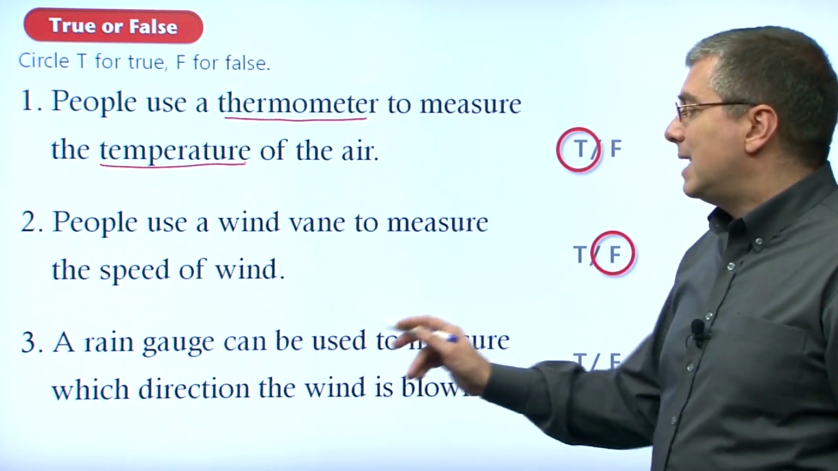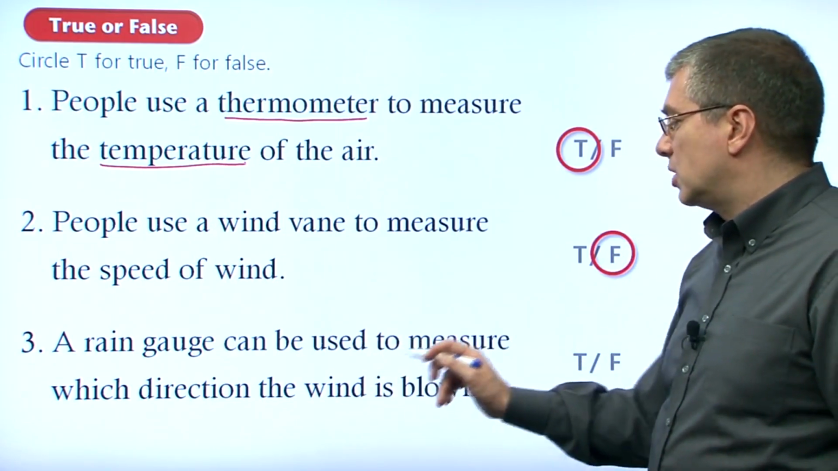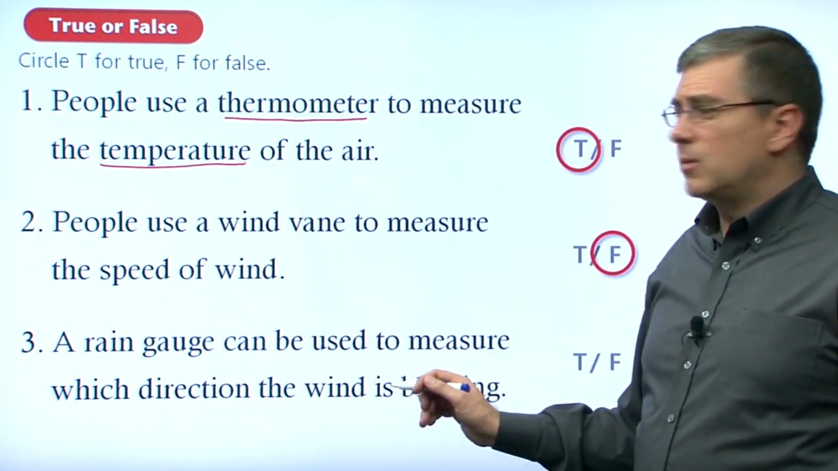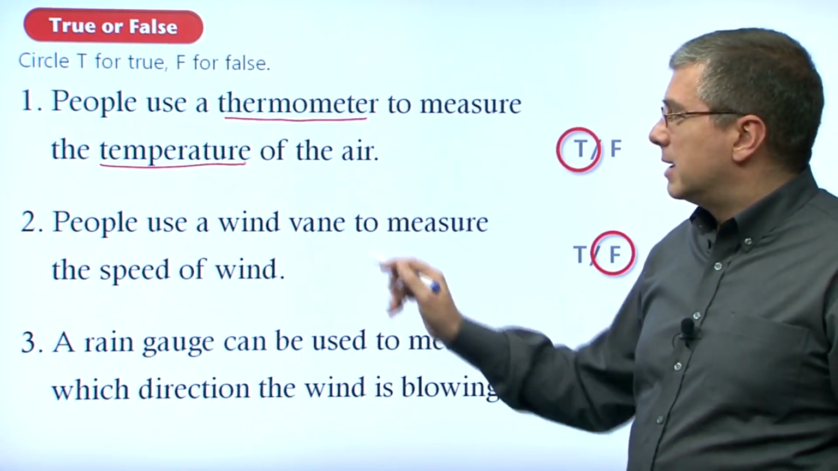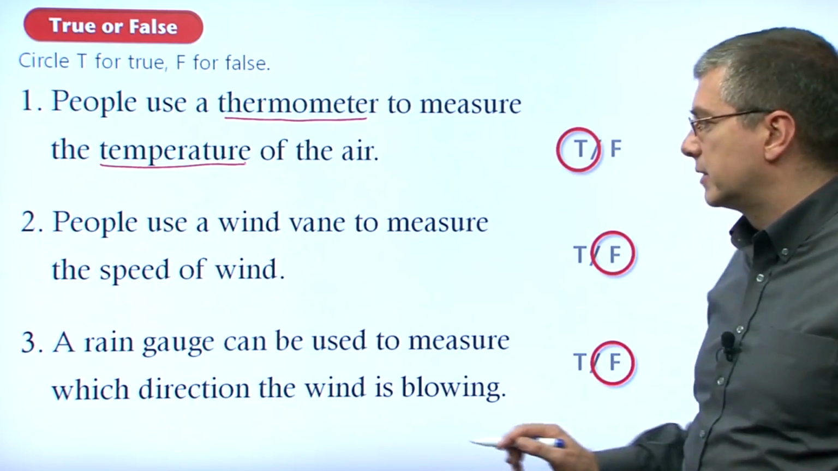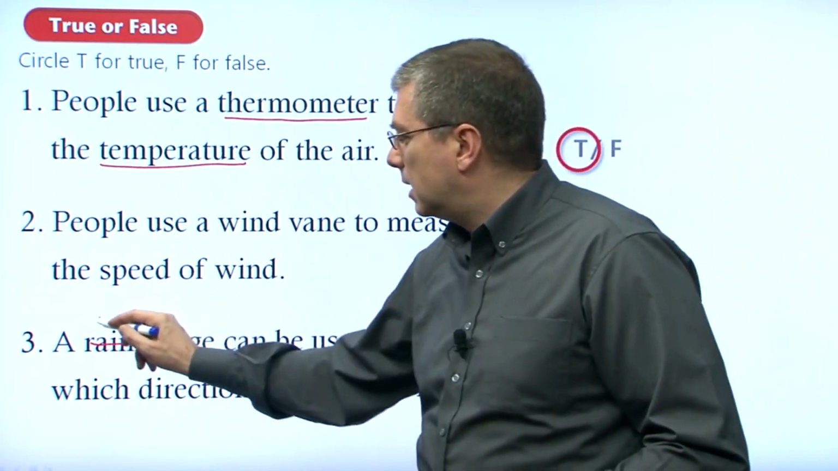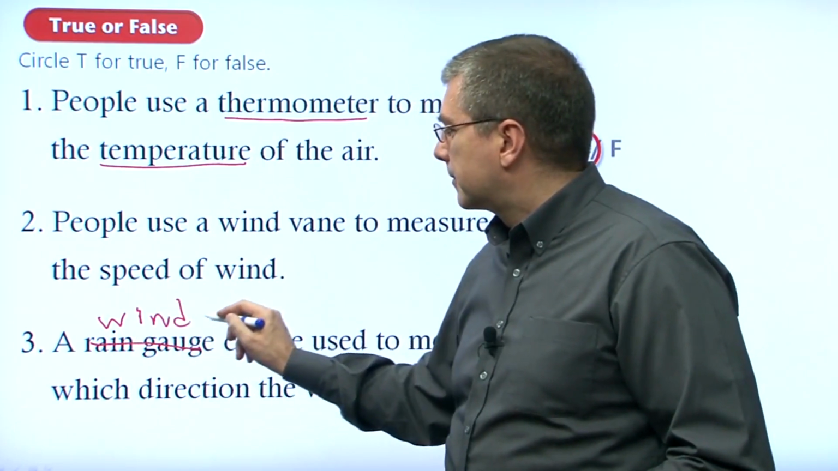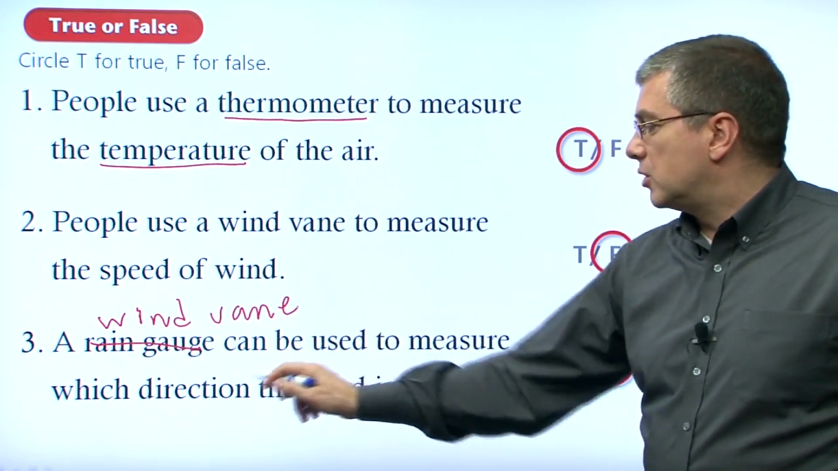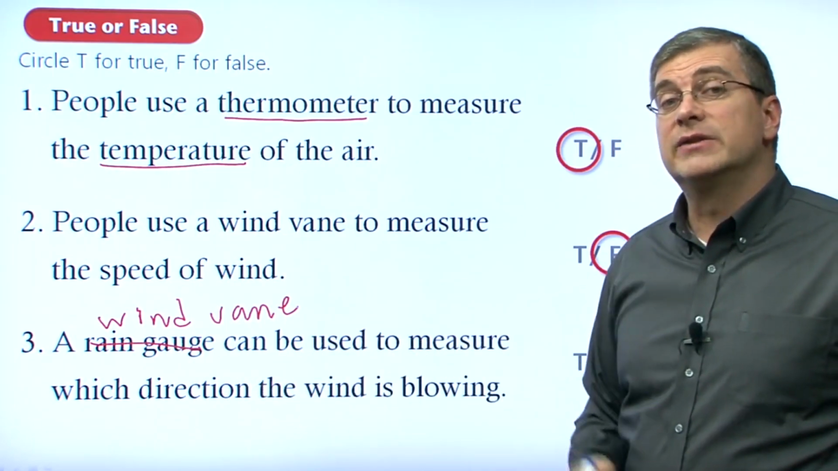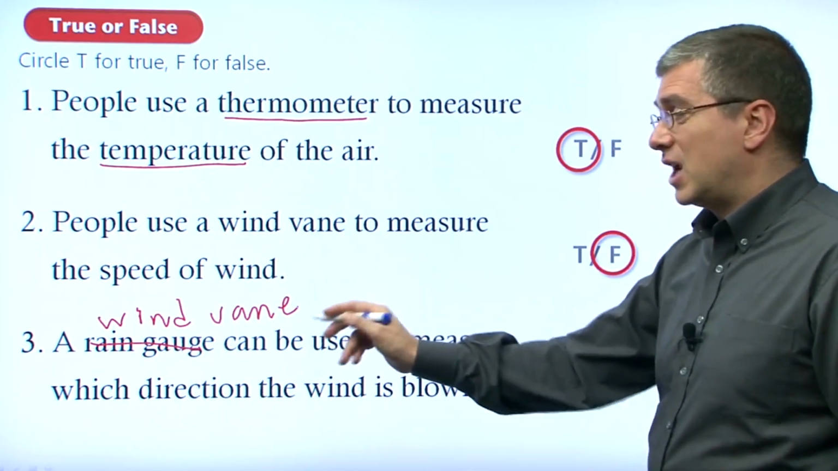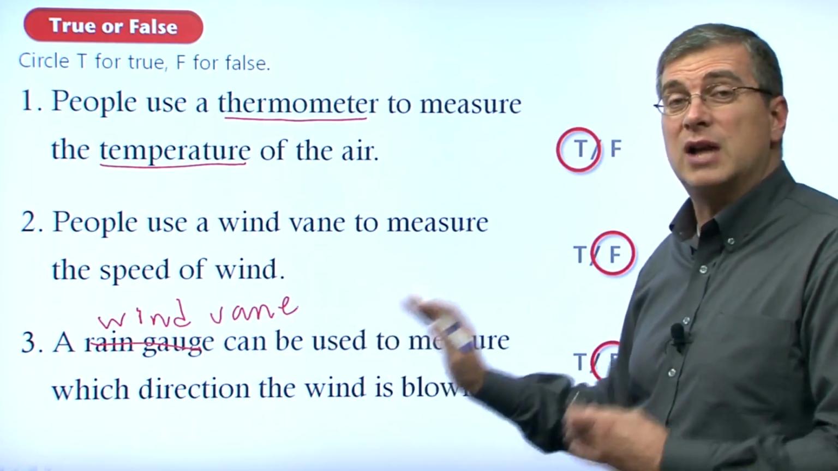Number 3, a rain gauge can be used to measure which direction the wind is blowing. So a rain gauge can be used to measure the direction of the wind? No, because we just saw in number 2 that a wind vane is used to measure the direction of the wind, not a rain gauge, so that's false. If we change this to wind vane, it would be correct. A wind vane can measure the direction of the wind. Which direction is the wind blowing? We use a wind vane to show us. And of course, we have to change the sentence, so that sentence is false, not true.